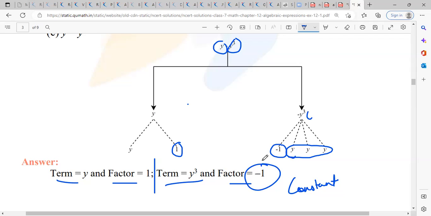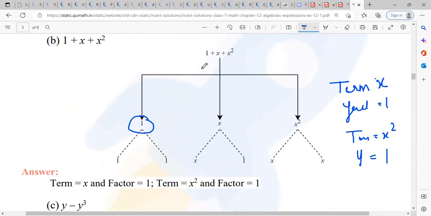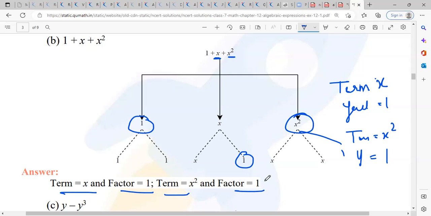Clear? Yes. In the previous one also you can see it is 1 plus x square. So how many terms do you have? One is x and one is x square, right? For x, you are multiplying that with 1. So for x, the term was x and the factor was 1. For x square, you are multiplying it with again 1, right? So x square is the term and the factor is 1. Clear?